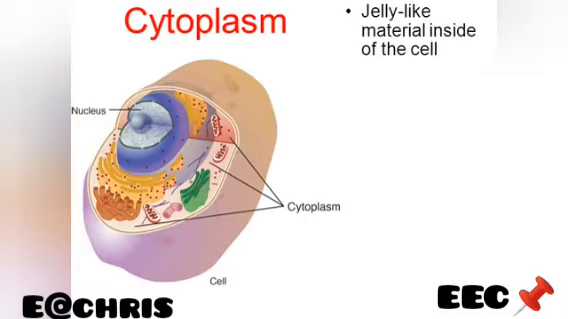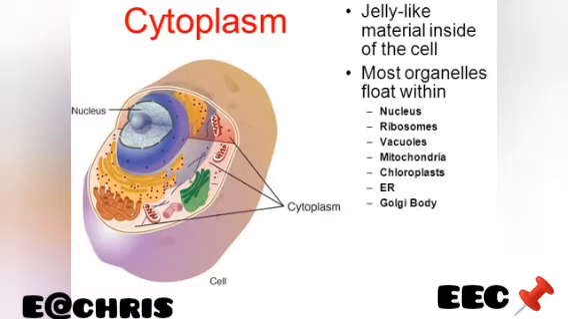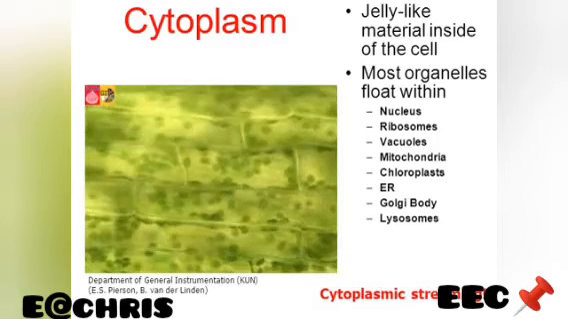Cytoplasm, as I said, is a gel-like material inside of the cell. Before you enter the cell, starting from the cell membrane, the outer layer of the cell, you already reach that gel-like substance which is called the cytoplasm. This is where most organelles float, like the nucleus, ribosomes, vacuoles, mitochondria, chloroplasts, Golgi bodies, and lysosomes. These are what we call the cytoplasm of the cell.